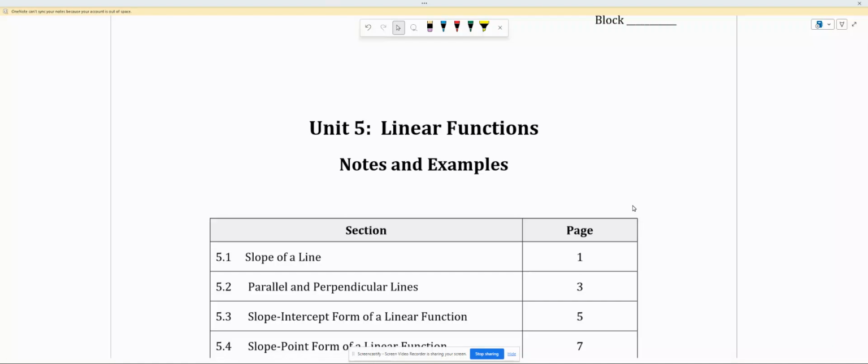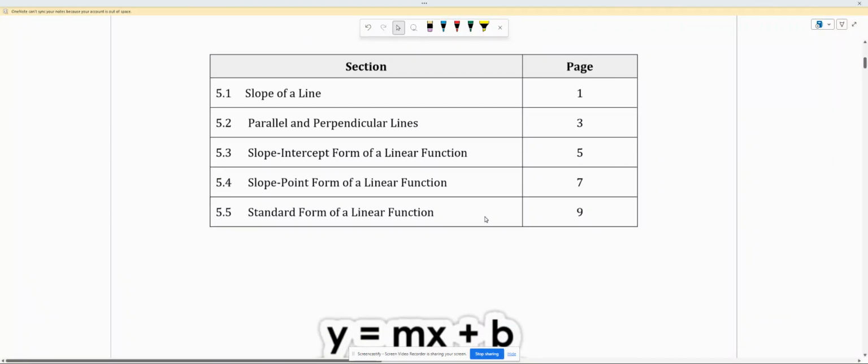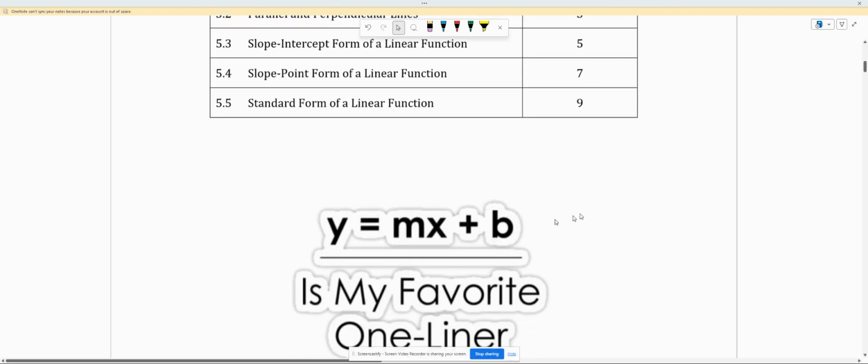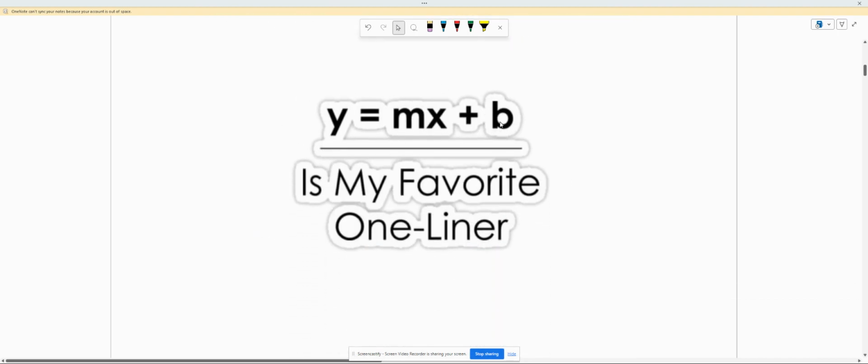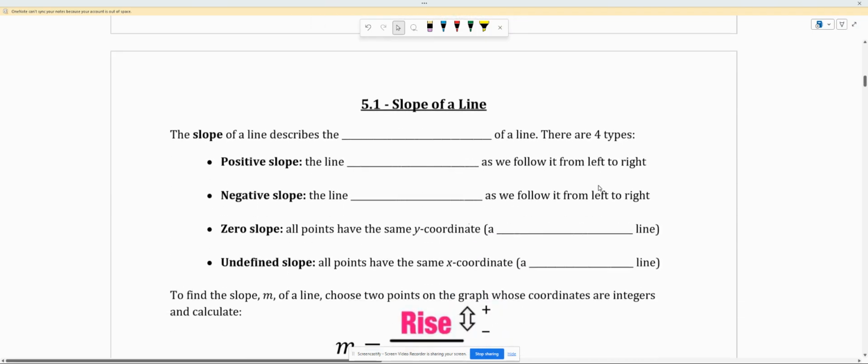On linear functions. This is going to be a 5-section unit. It's got lots of practice in it. You're going to be able to graph lines way faster than you could in Unit 4. We're going to learn some strategy here, a couple different forms called slope-intercept, slope-point, and standard form, which all have their uses when needed. The big one we're going to use the most, though, is y equals mx plus b, with this cheesy little one-liner joke. So let's dive into our first lesson on 5.1.